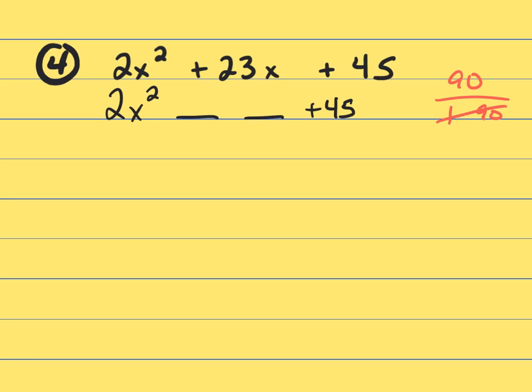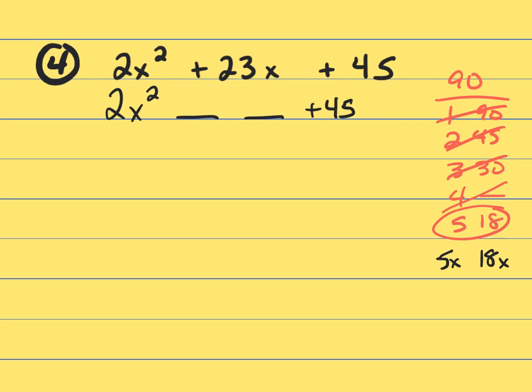They do not add up to 23, so I cross those off. 2 times 45 do not add up to 23. 3 times 30 do not add up to 23. 4 times nothing, so that doesn't work. And 5 times 18. That does add up to 23, so I'm going to use the numbers 5 and 18. So 5x and 18x, I need to plug into those 2 spots. Now, the 5x, would you put it next to the 2x squared or the 45? 45. But again, you do not have to put your 5x there. If you switch these positions, you would still get it correct.